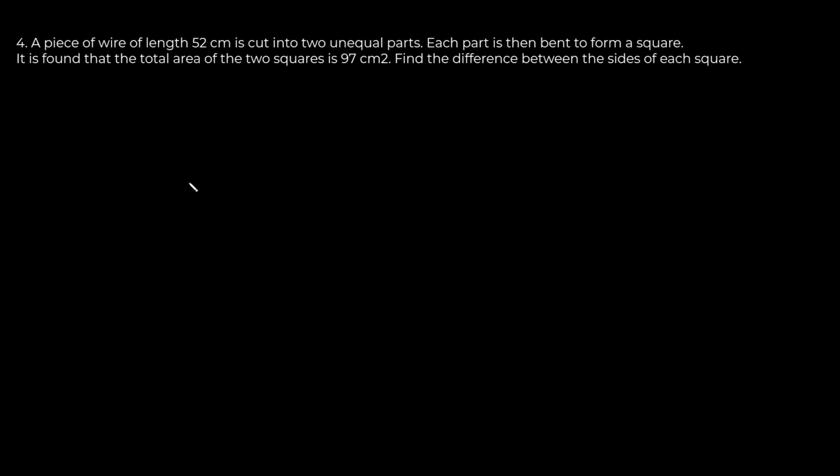A piece of wire is 52 centimeters, is cut into two unequal parts. Each part is then bent to form a square. It is found that the total area of the two squares is 97 centimeters squared. Find the difference between the sides of each square. So, kuntahay, mo ni ato ang wire. Then, gi-cut daw siya into two unequal parts. Let's say, mo ni si x, and kani is 52 minus x.